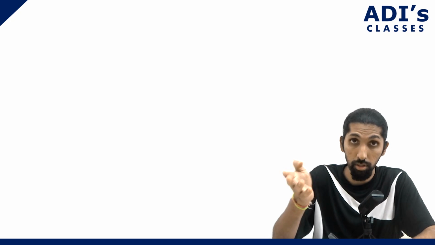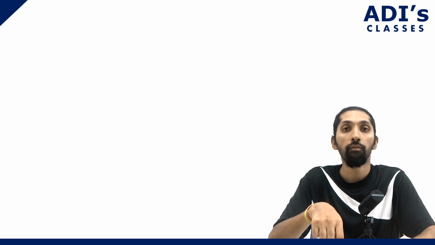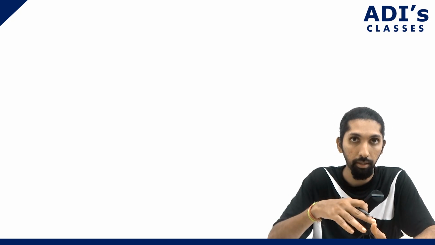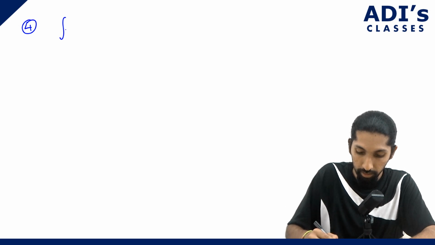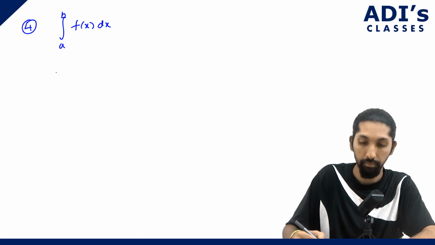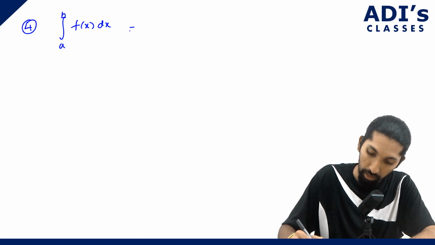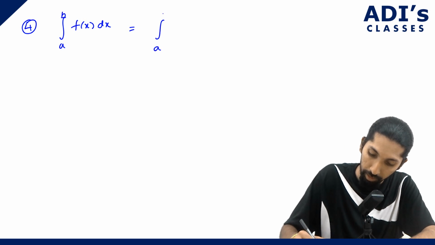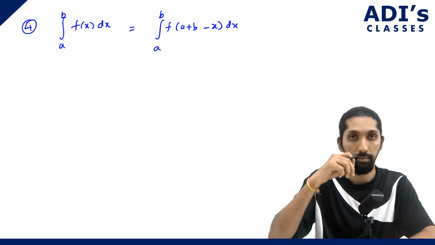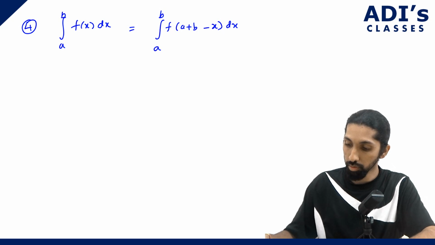Okay, let's see what you just saw, the third property. Sorry, the fourth property is a general case of the third property, right? Suppose you have the integral of f of x dx from a to b. Now, this can also be written as the integral from a to b of f of a plus b minus x dx. Okay, now let me show you the proof here.